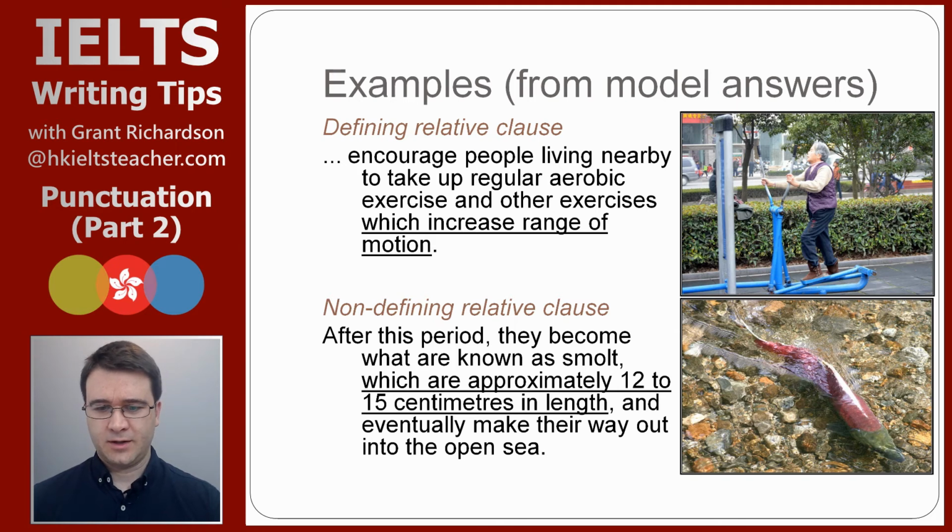After this period, they become what are known as smolt, which are approximately 12 to 15 centimeters in length, and eventually make their way out into the open sea. That relative clause doesn't define what kind of smolt I'm talking about. It just gives you extra information about smolt in general. And then I follow that up with another comma because it's the end of the non-defining relative clause, and I continue the sentence. So you could remove that non-defining relative clause and the sentence would still make sense. They become what are known as smolt and eventually make their way out into the open sea.